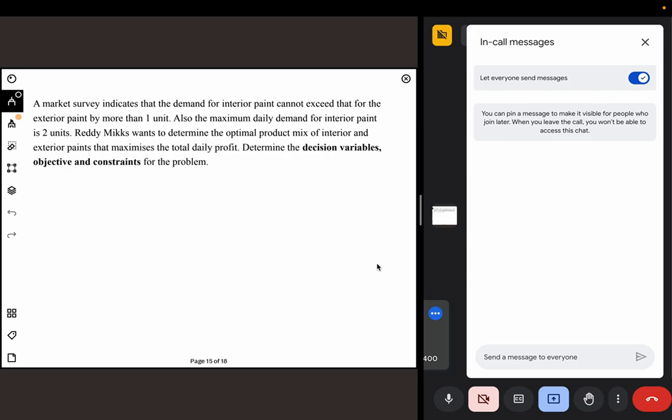And there are a set of other constraints that say that the demand for the interior paint cannot exceed that for the exterior paint by more than 1 unit. And also the maximum daily demand for the interior paint is 2 units. The company wants to determine the optimal product mix of the interior and exterior paint that maximizes their total daily profit.